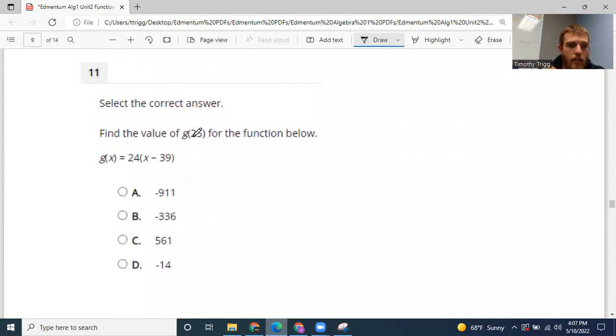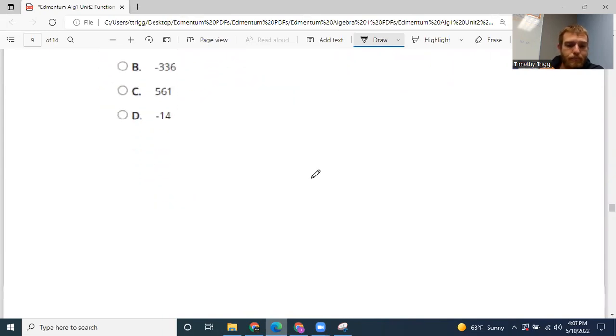Find the value of g of 25. Again, I'm replacing x here with 25. So for g of 25, the input, or the x value, is 25. Replace the x in the equation with, not 5, 25. And just work out what this is to figure out the output.